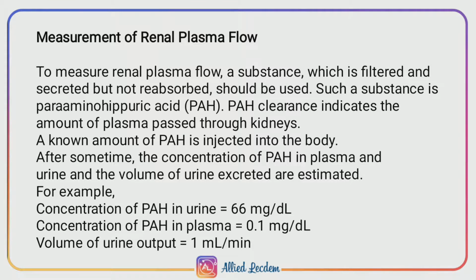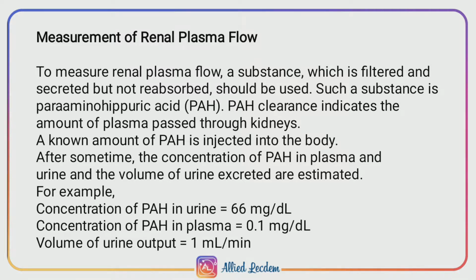Measurement of renal plasma flow. To measure renal plasma flow, a substance which is filtered and secreted but not reabsorbed should be used. Such a substance is para-aminohippuric acid. PAH clearance indicates the amount of plasma passed through kidneys.